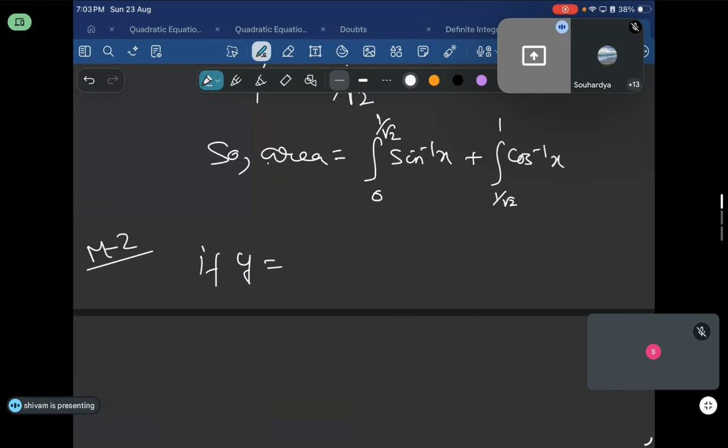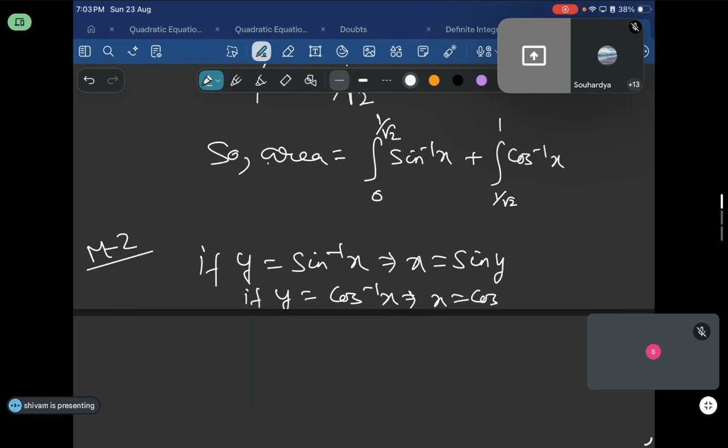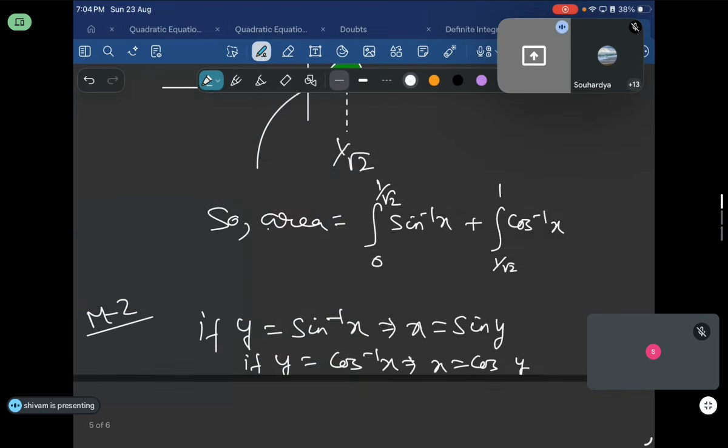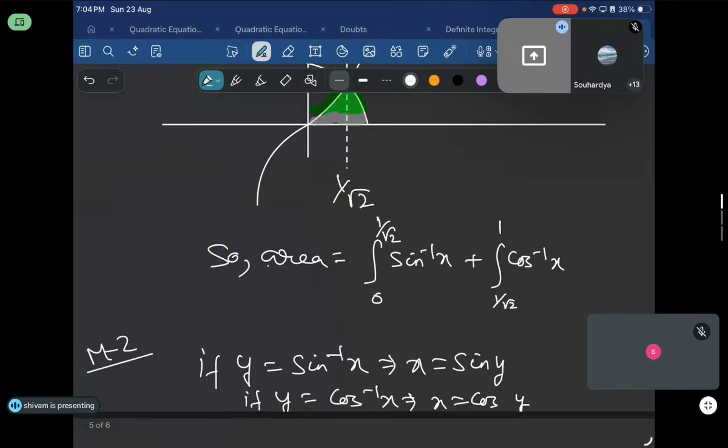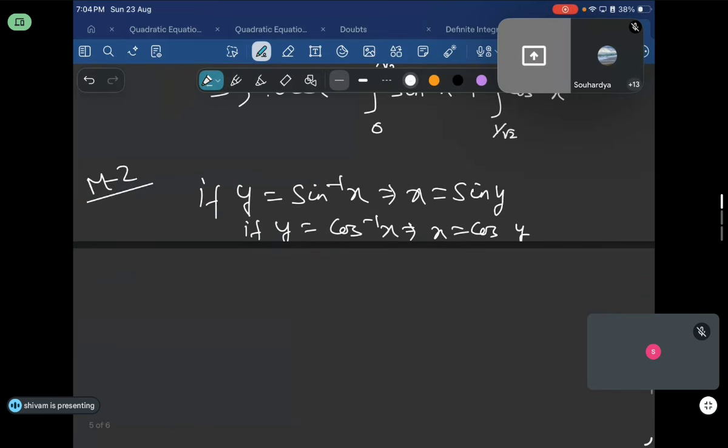So if y is equal to sine inverse x, what is the value of x? x equal to sine y. And if y is equal to cos inverse x, then x equal to cos y. Right, tell me everyone. If you take the mirror images, yes or no? Okay. And at what value they are intersecting?